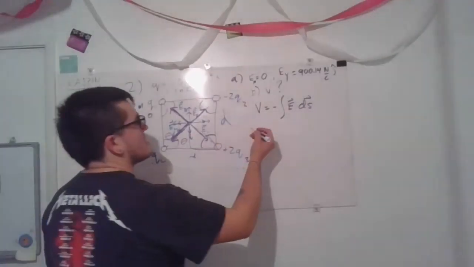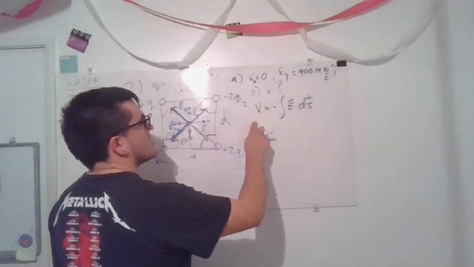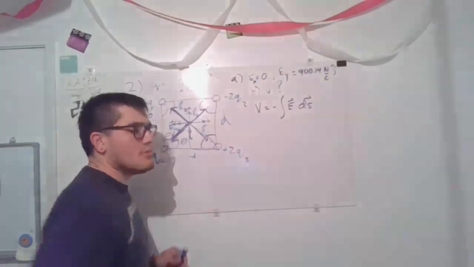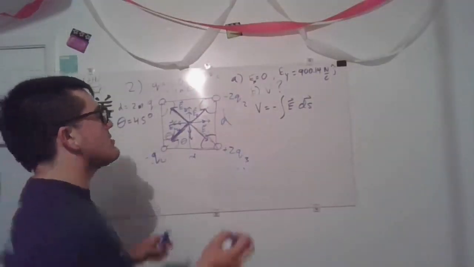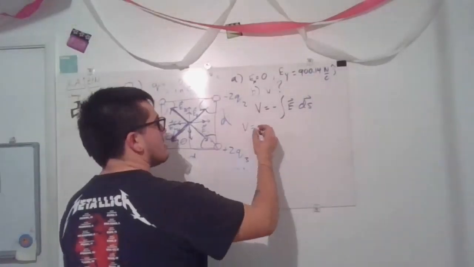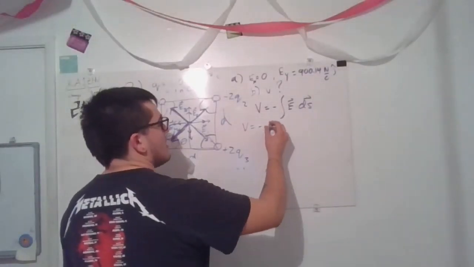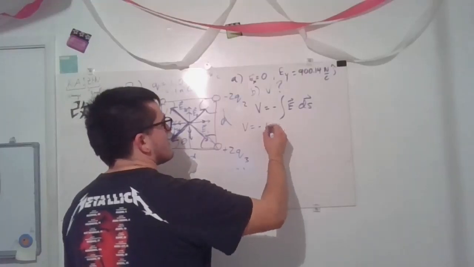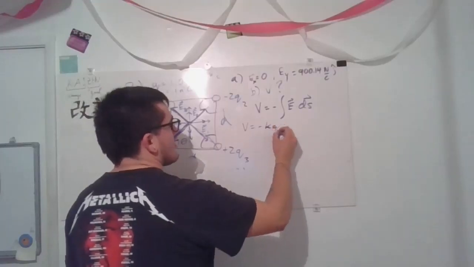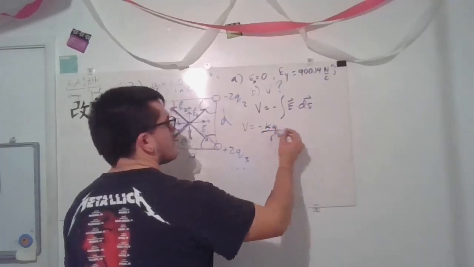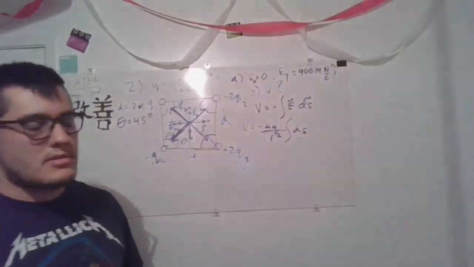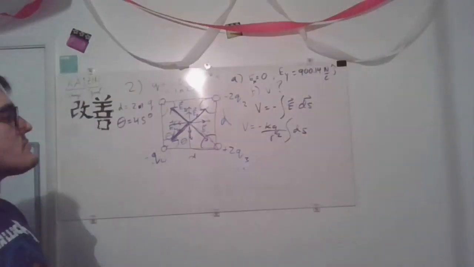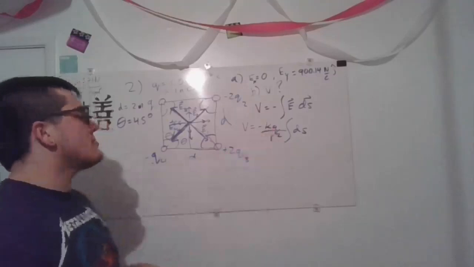And this will be the potential in general. Just because the E x is 0 doesn't mean the potential will be 0. So from here, the voltage is equal to negative, E is what? Q over R squared, and the integral of ds. And what's going to be our ds? Also, do I need to substitute for Q?